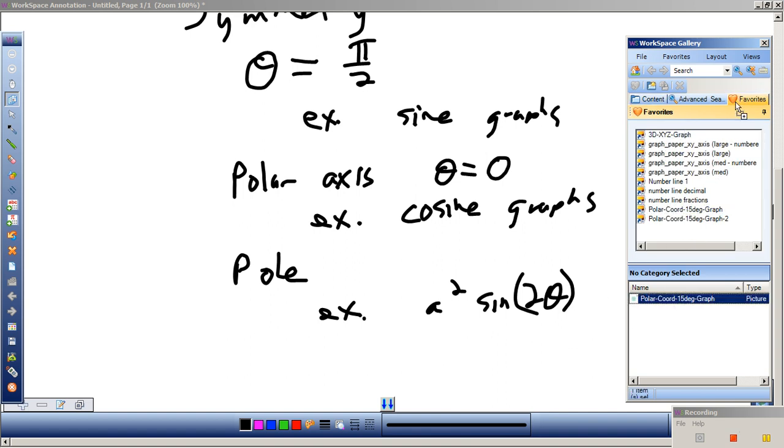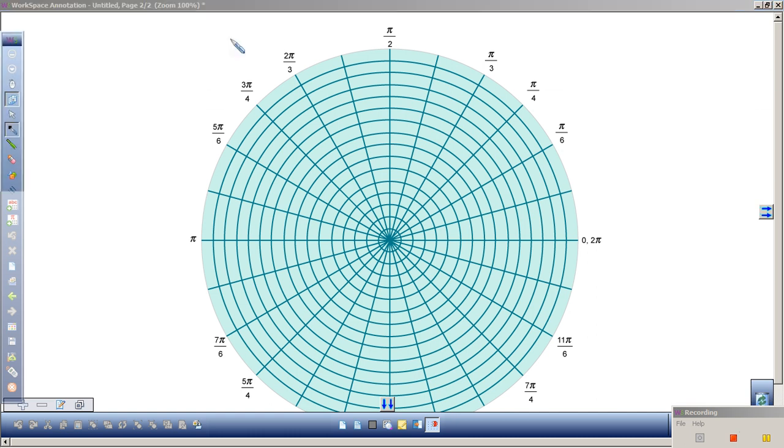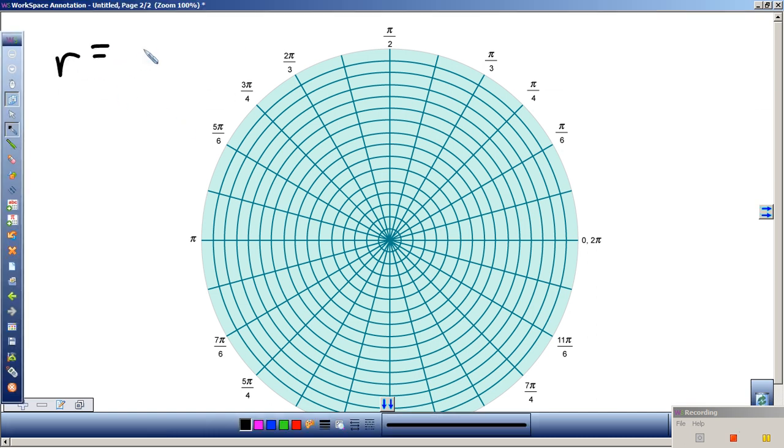Polar graph. So let's just start with one like this. r equals a really simple one, sine of theta. So let's say this line right here is going to be r equals 1. How many lines out is that? Follow that around. This is 1. Follow it around. That'd be here. There. Okay, so we are graphing this by hand.